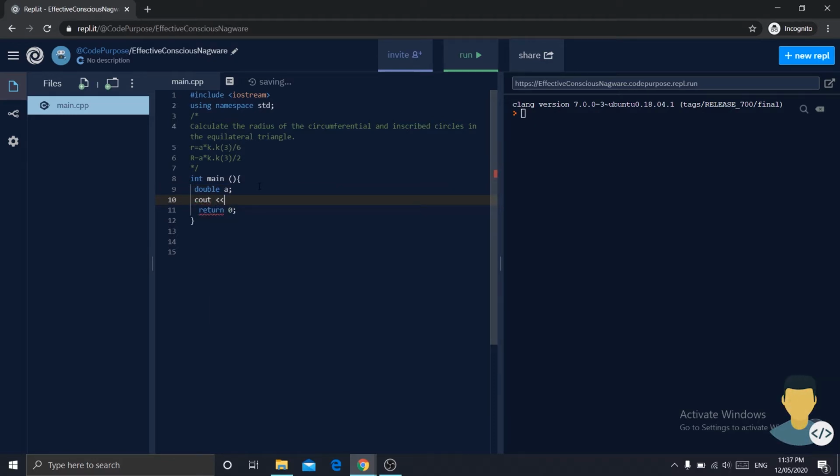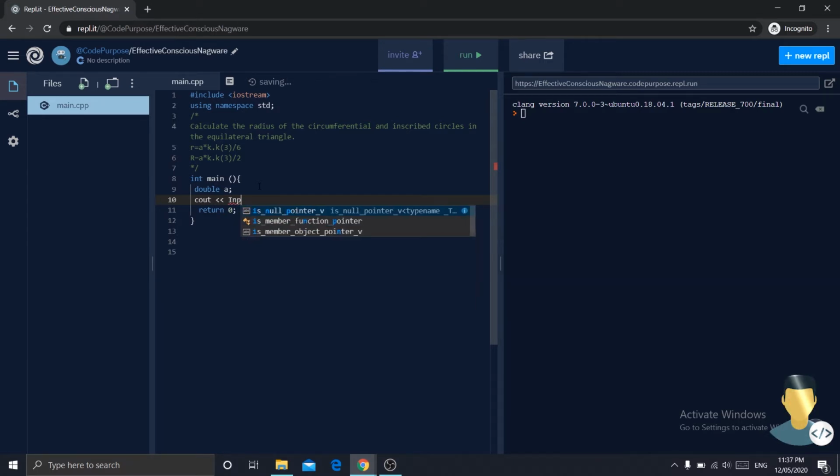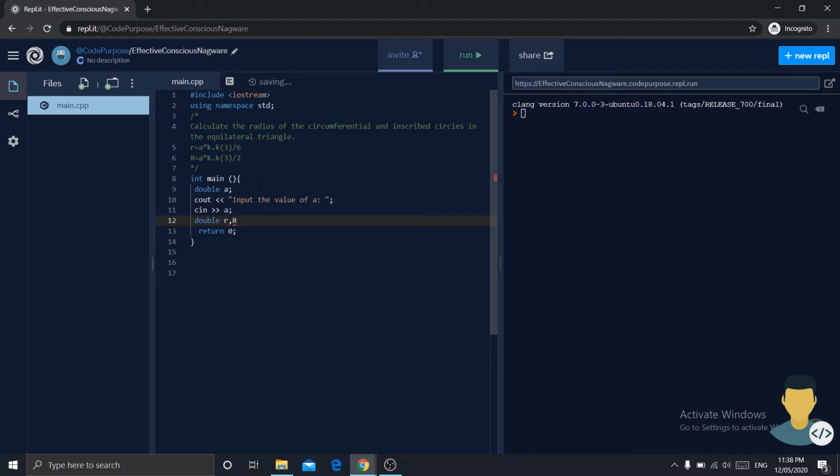Now we will input it. Input the value of A, saying A. Now we will need also two more parameters, which will be of type double. We will need r and R, a big one.